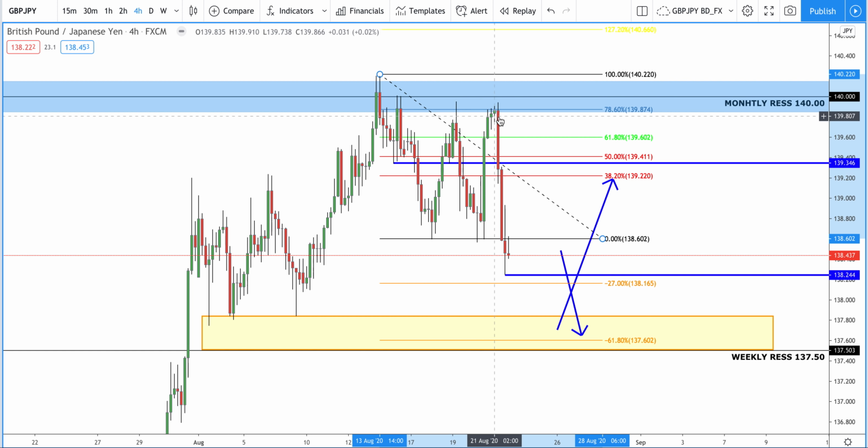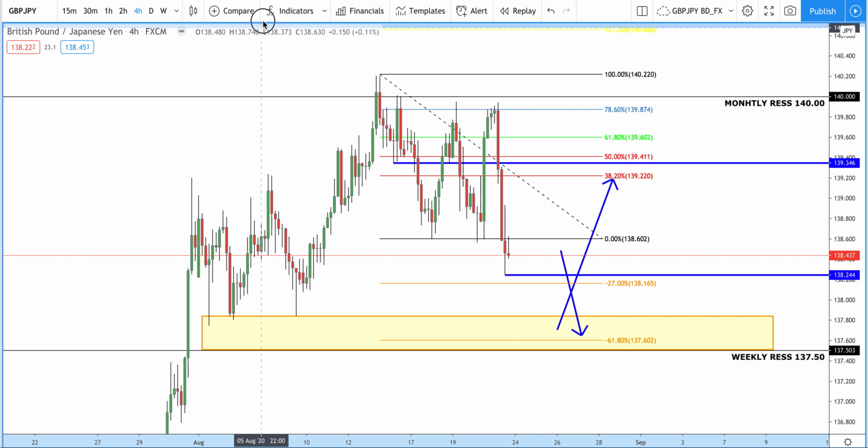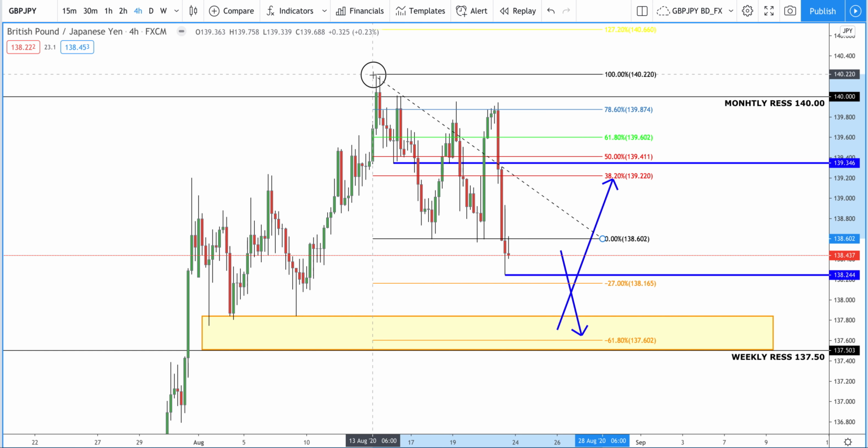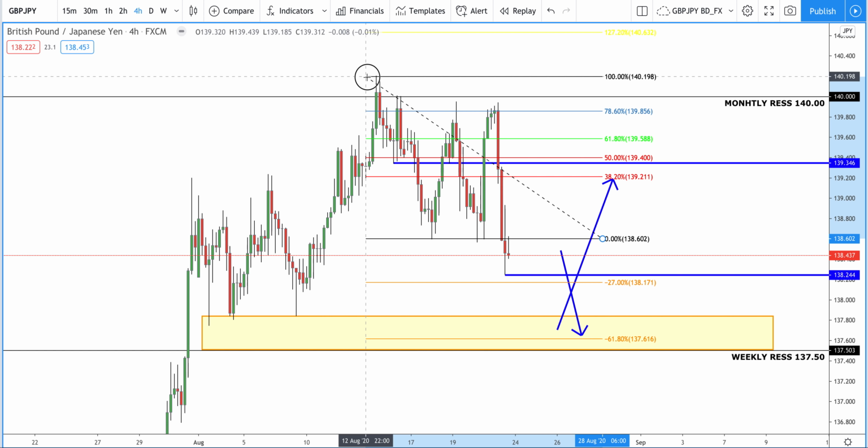We came all the way back to, just get this out of the way for the moment so I can make it a bit clearer, the all-important 78.6%. Remember, we don't want to pass this, otherwise it's no longer a retracement. It's a continuation. So we came back on here. We'd want to be looking at a stop loss above the 78.6%. Obviously, just above 140.00 would be safe as well.